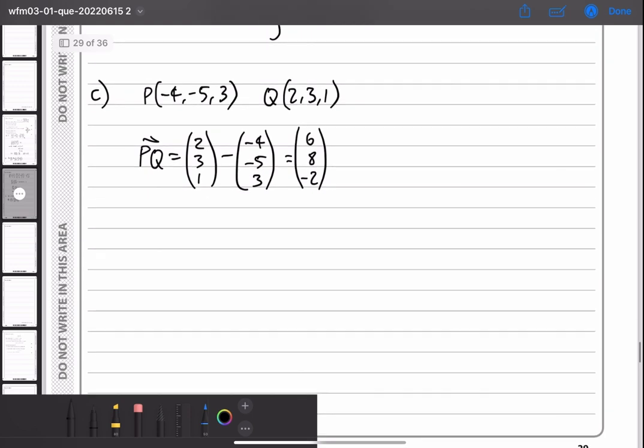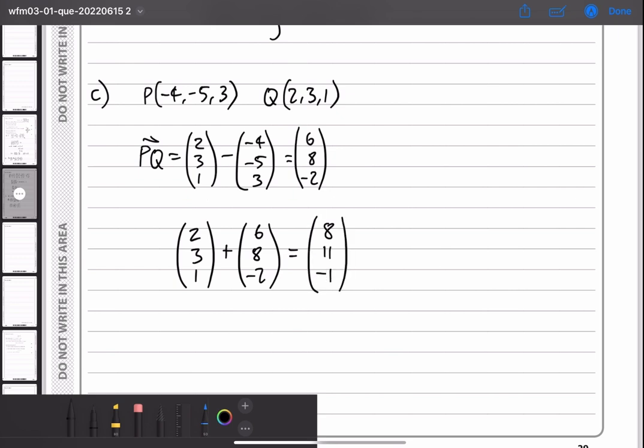Now to get to P prime, we can go from Q and add on another one of these vectors, 6, 8, -2. So that gets me 8, 11, -1. So P prime, 8, 11, -1, is the reflection of P in the plane pi.